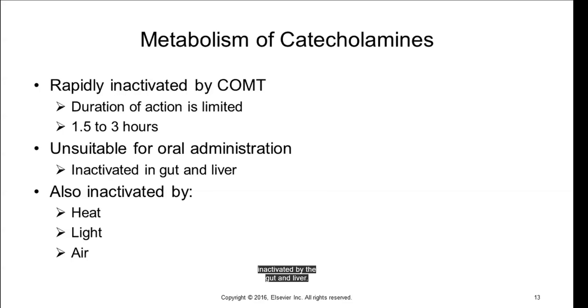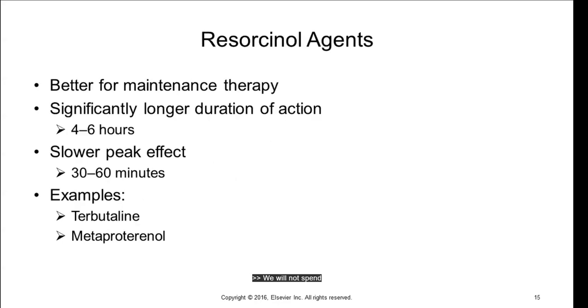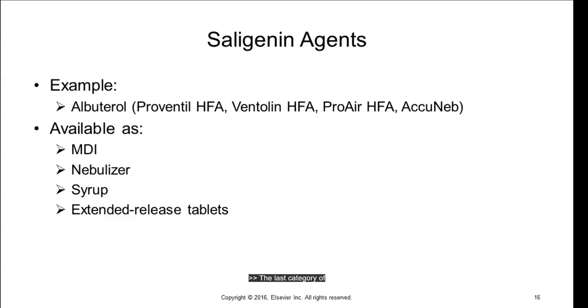Since they are inactivated by the gut and liver, they are usually administered either nebulized or injected. They are ultra-short-acting, often lasting only 1.5 to 3 hours, and are easily inactivated by heat, light, and exposure to air. We will not spend time with resorcinols since agents in this category are no longer used for bronchodilation. The last category of sympathomimetics we will discuss are saligenins.